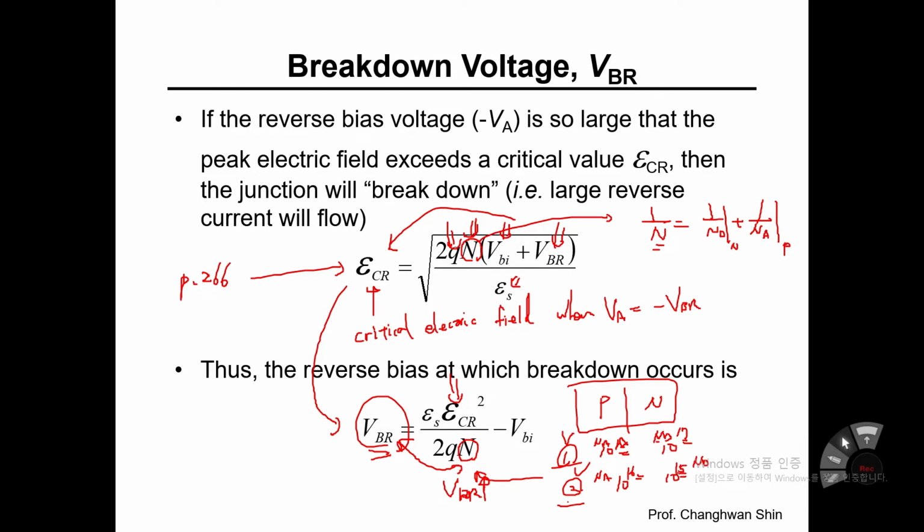Which one gives you high breakdown voltage? Number 1 or number 2? Yes, number 2. Because here, just take a lightly doped side. In case number 1, the lightly doped side is 10 to the 17 or 10 to the 15. Then plug in here, and the 10 to the 15 would give us the higher breakdown voltage.